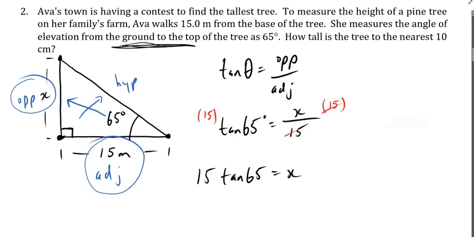32.16. So x equals, how tall is the tree to the nearest 10 centimeters? That just means one decimal place. 32.2 meters. Therefore, summary statement, the tree is 32.2 meters tall.